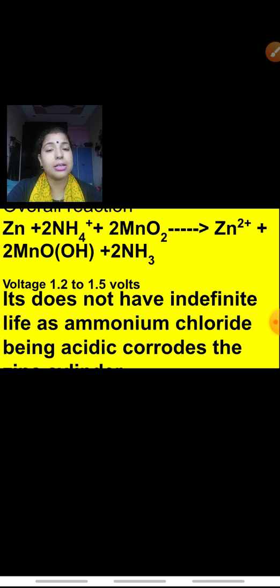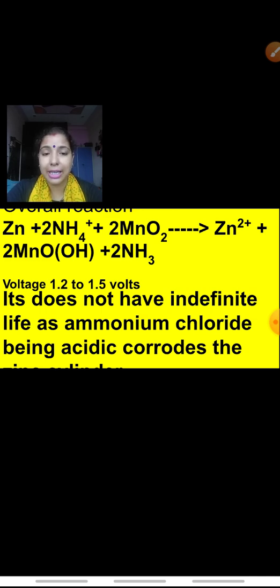Now children, you have to remember that the dry cell, even when it is not in working condition, can become dead. How can it become dead? It is because the ammonium chloride, which is present as an electrolyte, is acidic in nature. It corrodes the zinc cylinder, and the zinc cylinder develops holes, due to which a leakage of electrolyte takes place and the cell becomes dead. Now voltage, you have to remember, a simple dry cell produces a voltage of 1.2 to 1.5 volts.